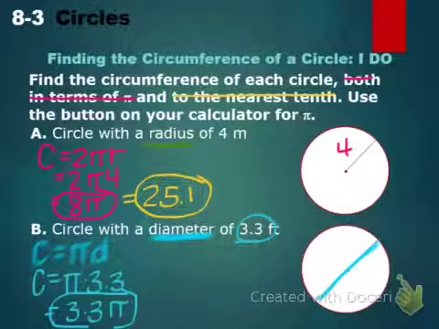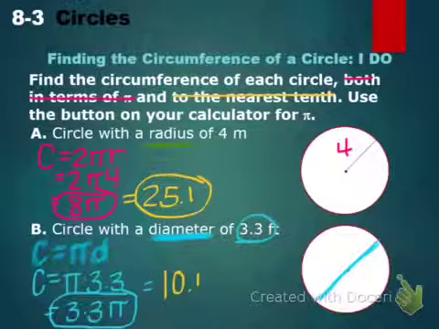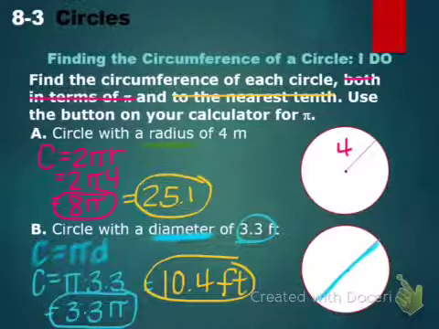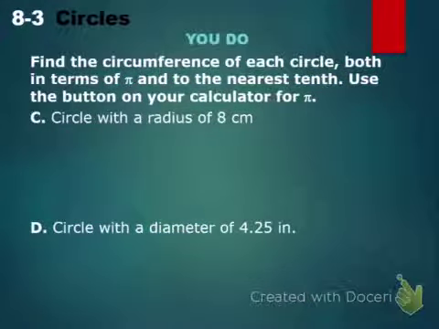But then we're just going to use our calculator, and remember we're going to do 3.3 times pi using the pi button, and when we do that we end up getting 10.4 feet.